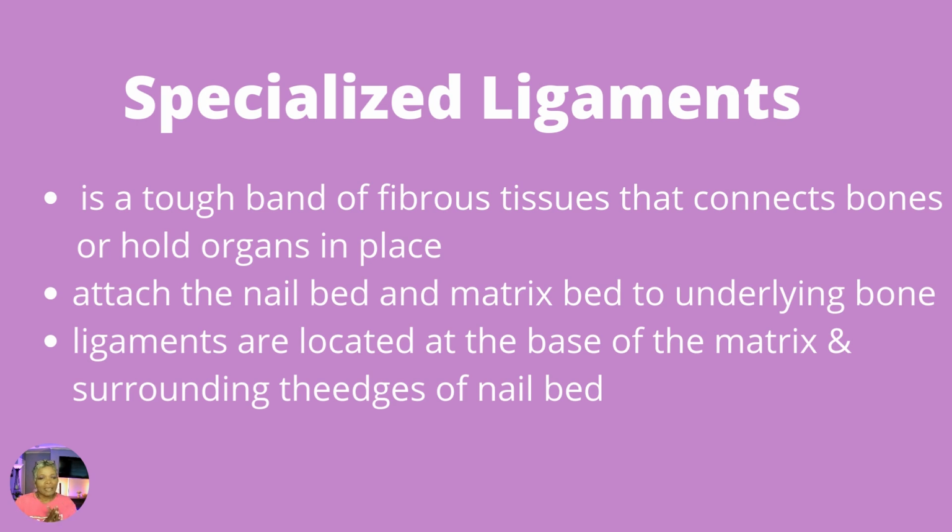Specialized ligaments are pretty much fibrous tissues connected to the bone that hold the organ in place. It's attached to the nail bed and the matrix, to the underlying bone. The ligaments are located at the base of the matrix surrounding the edge of the nail bed. And in your book, you actually have a graphic demonstrating that so that you can see what it looks like. Okay. So there are ligaments attaching that to the bone.